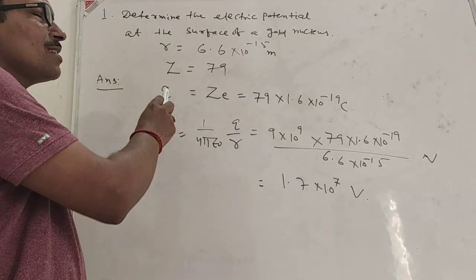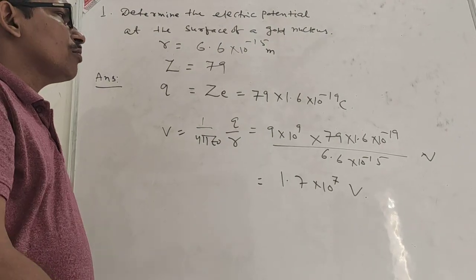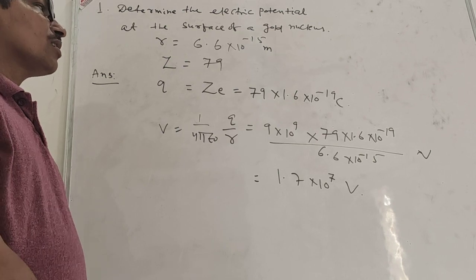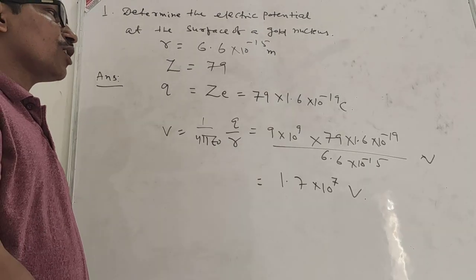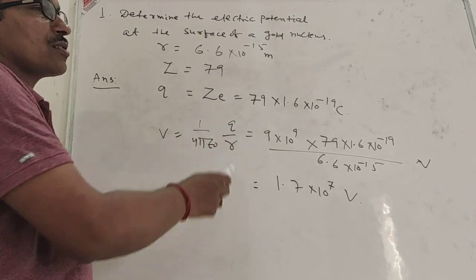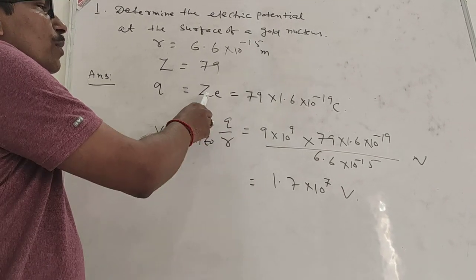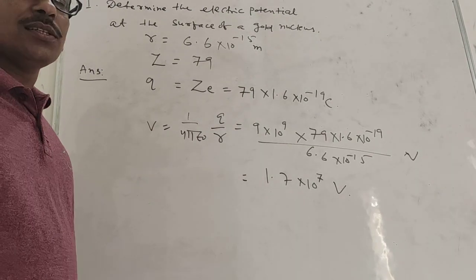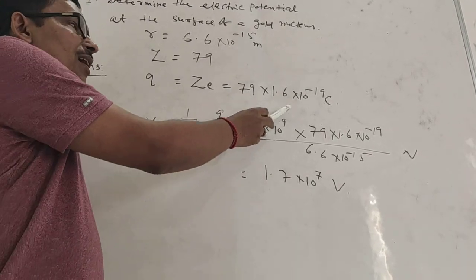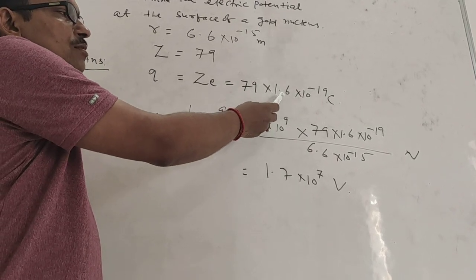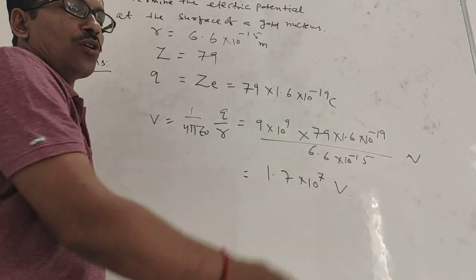So here what is the charge? Charge equal to NE, where N is the number of charges or number of electrons. Here the number of protons in the nucleus is Z. So we can write Q is equal to Z into E. Z is here 79, and the charge of the proton is plus 1.6 into 10 to the minus 19 coulomb.